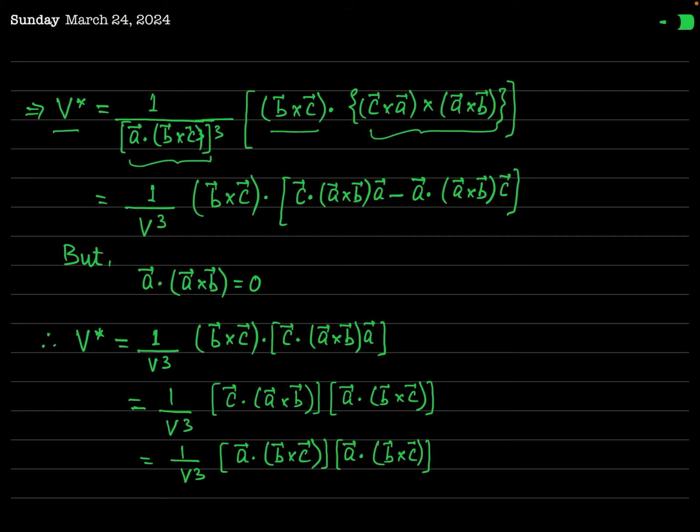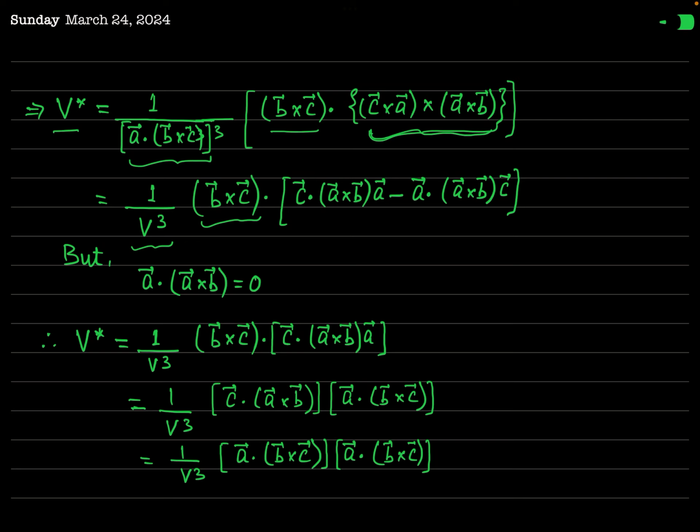Okay. Now this A dot B cross C, this is the volume of the unit cell of the direct lattice, which I have assumed V. So you can write it as 1 over V cube. And B cross C is here, you can see. Now see this product C cross A cross B. This is actually the vector product of 4 vectors. Okay, vector product of 4 vectors.